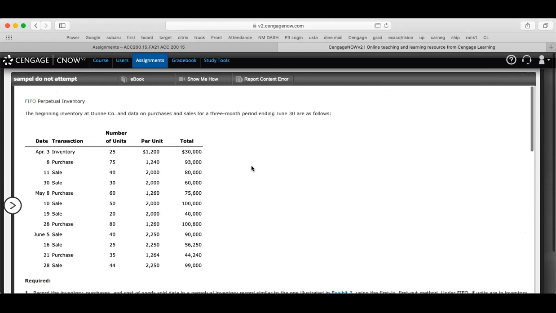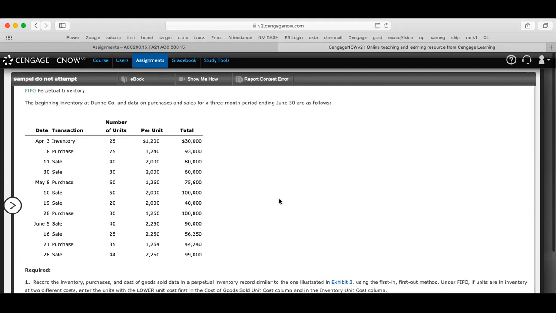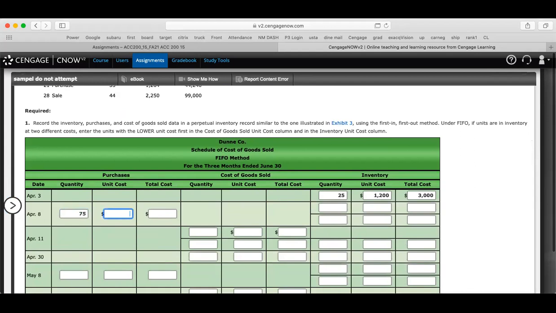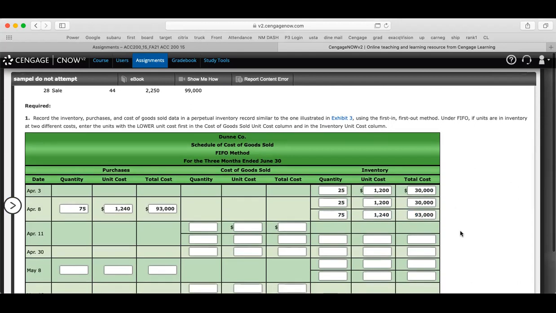Okay, April 8th now, purchase of 75 units at $1,240, total 93,000. Okay, so let's go down here. We got 75 units at $1,240 and it said 93,000, okay? All right, so let's see now, where are we at? So 25, 1,200, and this will be 30,000. I just noticed I put 3,000, that'll be 30,000, okay? Right here will be 75 at 1240, 93,000.